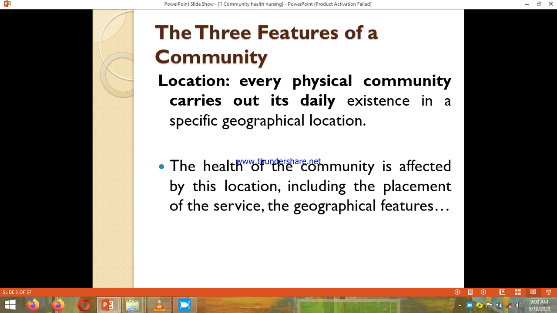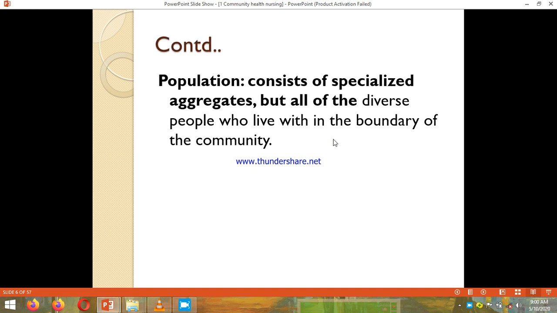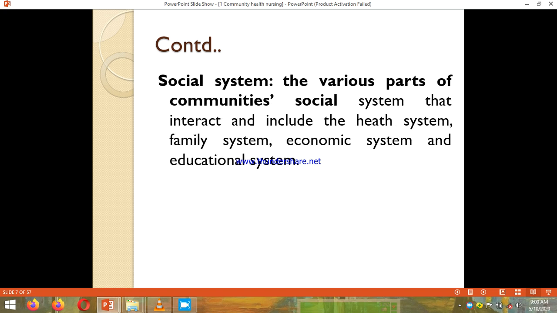For example, if we take our college, Pharma College, as an example, Pharma College has its own location. Pharma College is located in Hawassa around Komboni School. The other one is population. The population of Pharma College is the students and the different staff. The other one is the social system, which is the educational system. All the students must pass through this educational system. So we can take Pharma College as a simple example of a community.